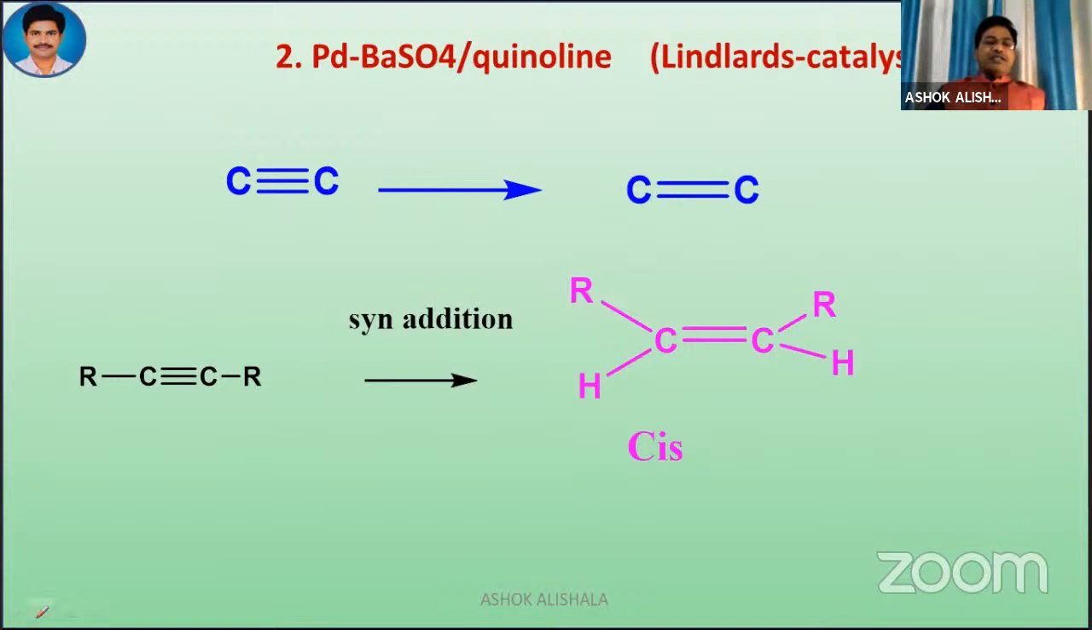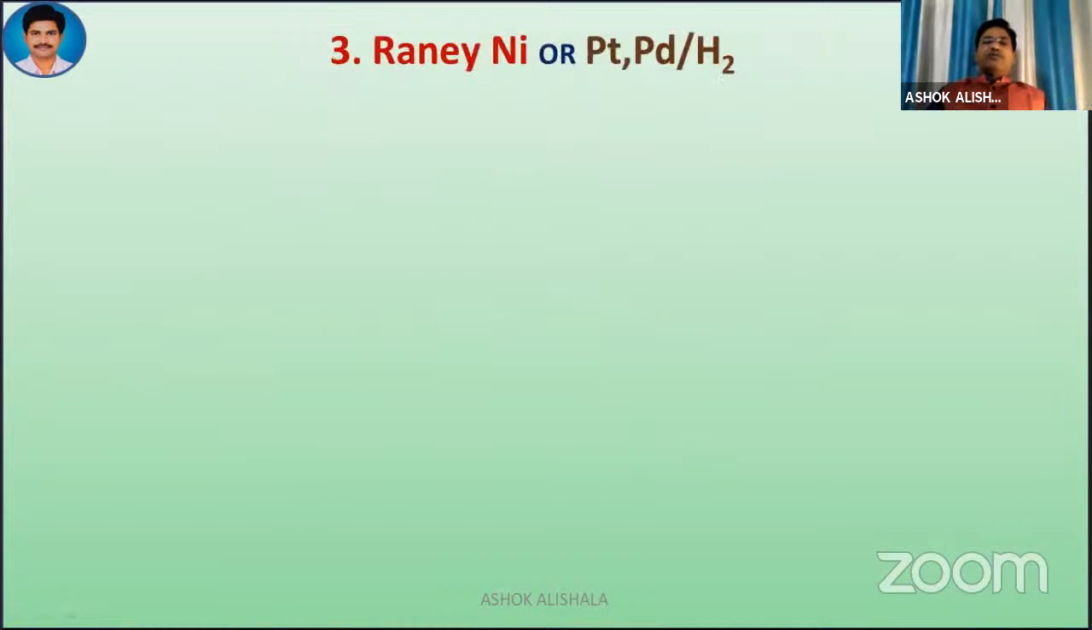That means the hydrogens that are added, they are added on the same surface, and one bond will be underground. What you have to remember, whether it is sodium in liquid ammonia or palladium barium sulfate, simply remember that a partial reduction takes place, carbon-carbon triple bond to carbon-carbon double bond. In Birch reduction, the trans compound results, whereas in Lindlar's catalyst, the cis compound is formed.